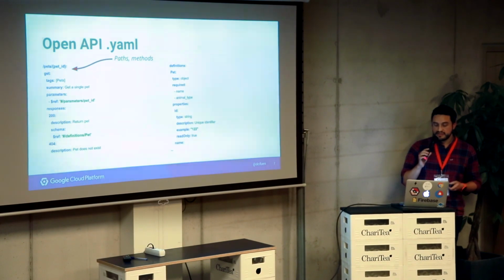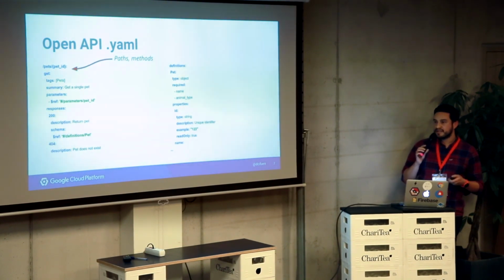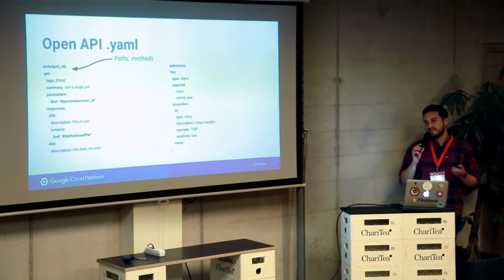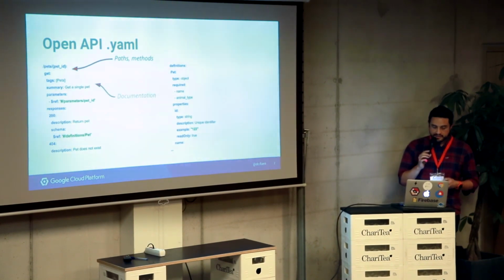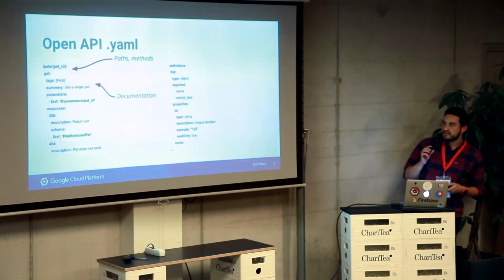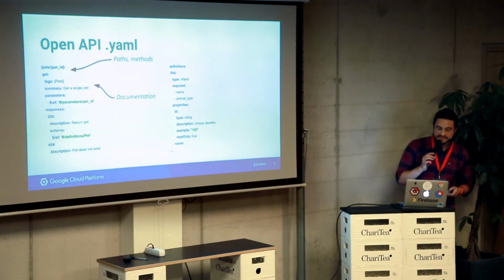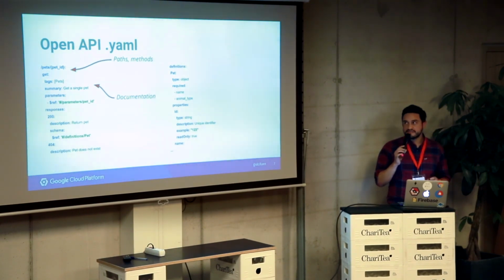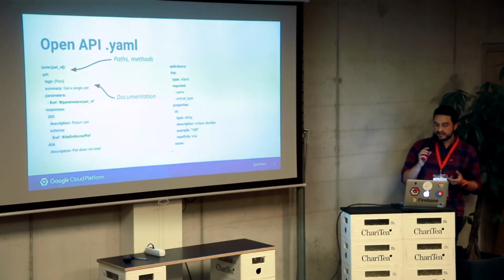So for example, here is the typical pet store example. Here it will be get a pet by its ID, and the ID will be part of the path. It also has some fields that are purely for documentation, and here we can see the tags, which will group the different API operations, and the summary, which is meant for humans to understand what the operation is about.